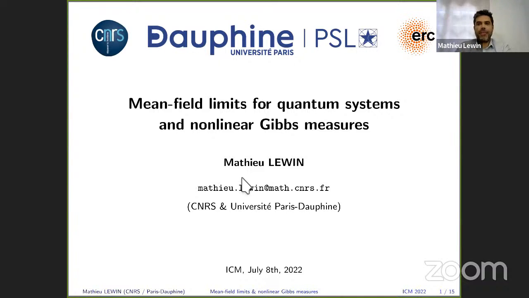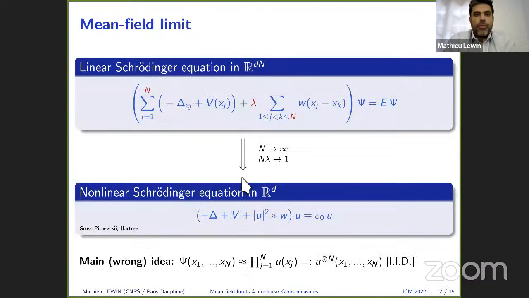Thank you very much, Felix, for this very kind introduction. And of course, thanks to the panel and the program committee for giving me the opportunity to talk today. So as you said, Felix, I'm going to speak about mean field limits for quantum systems. I'm going to do a review of results I got in the past years, and in particular, insist a bit on some more recent results concerning nonlinear Gibbs measures. So in short, what's the problem?